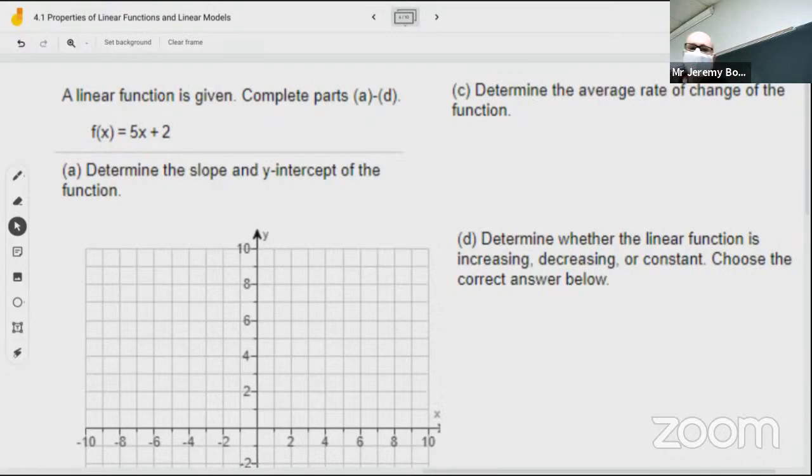All right. So, kind of like what we did before on another problem, we want to find the slope, find the y-intercept. We're going to use that to graph it. So the slope is going to be the value, the coefficient on the x, which is going to be 5 in this case. The intercept is going to be that constant there, which is 2.